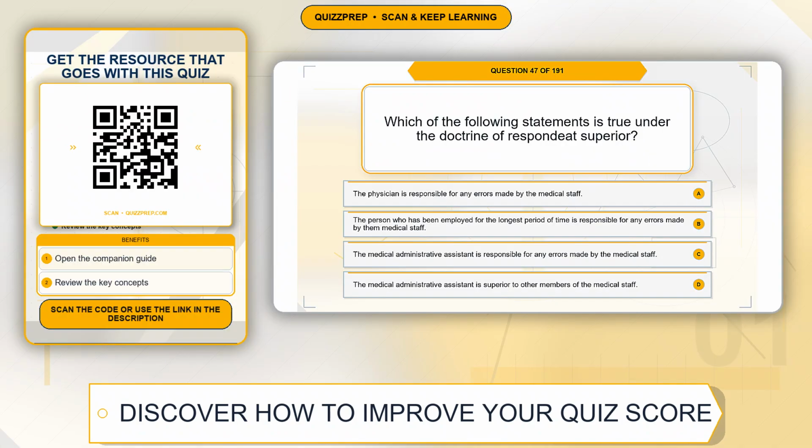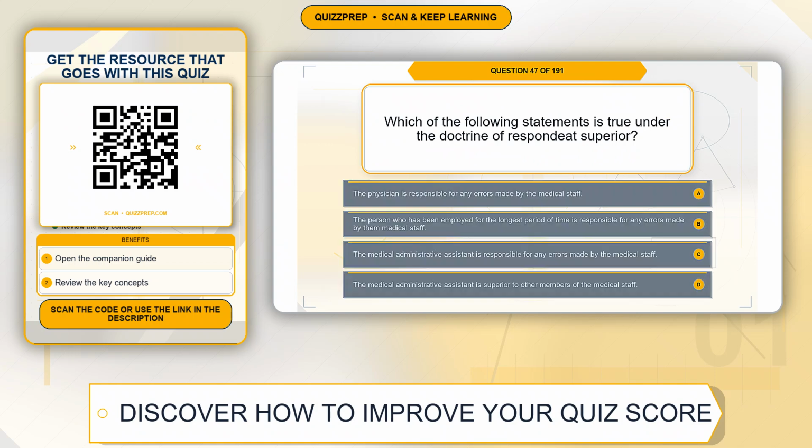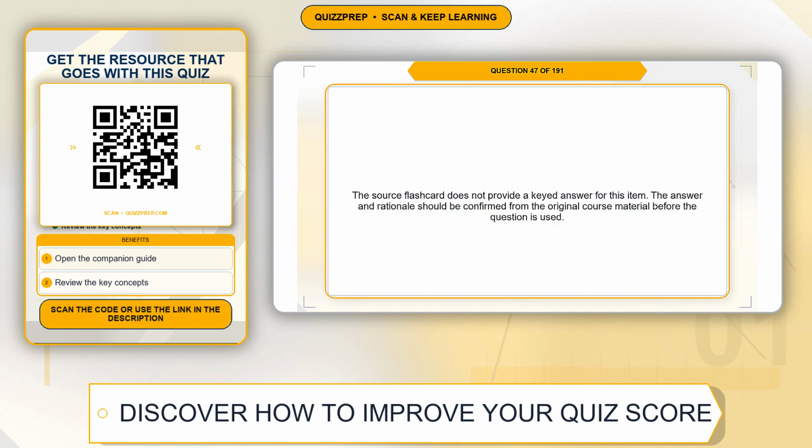Question 47. Which of the following statements is true under the doctrine of respondeat superior? Option A, the physician is responsible for any errors made by the medical staff. Option B, the person who has been employed for the longest period of time is responsible for any errors made by the medical staff. Option C, the medical administrative assistant is responsible for any errors made by the medical staff. Option D, the medical administrative assistant is superior to other members of the medical staff. The correct answer is not shown. Explanation. The source flashcard does not provide a keyed answer for this item. The answer and rationale should be confirmed from the original course material before the question is used.